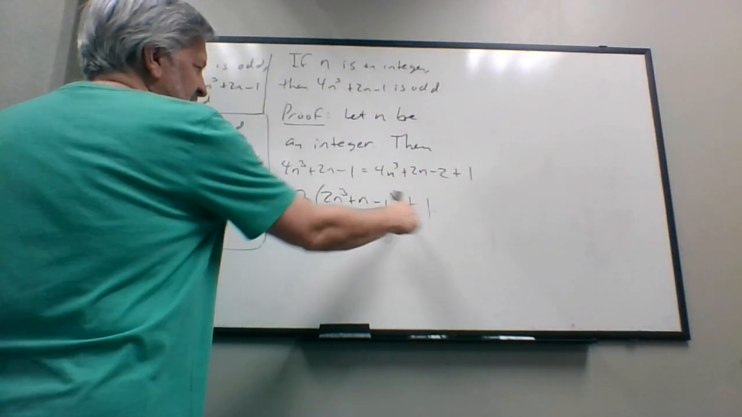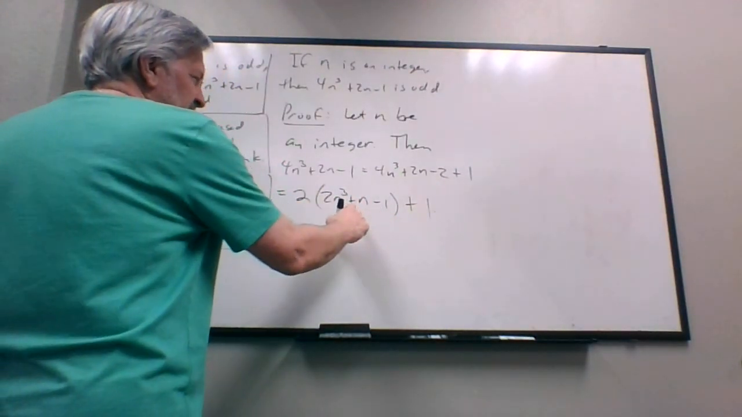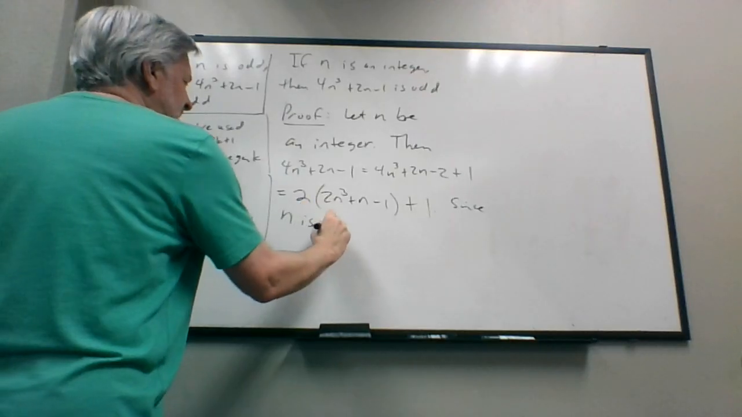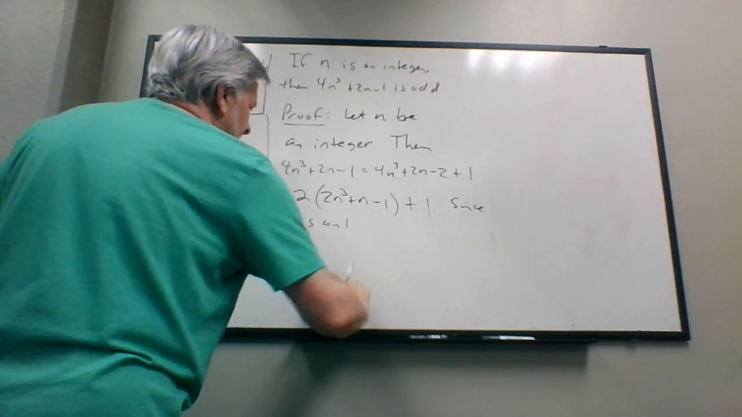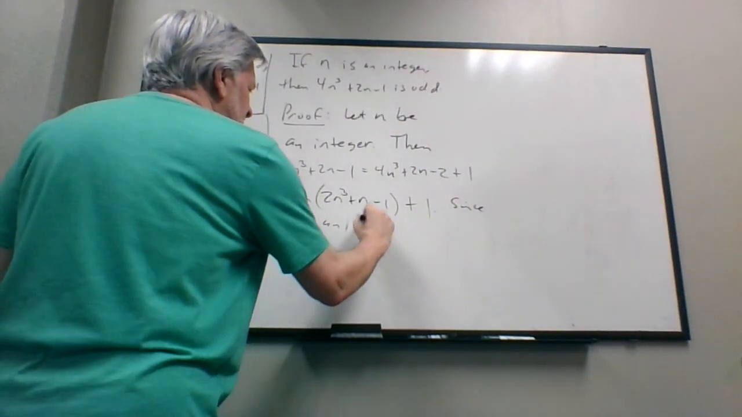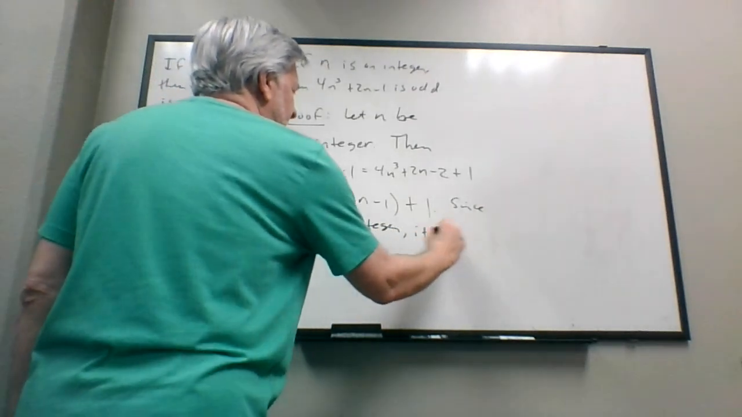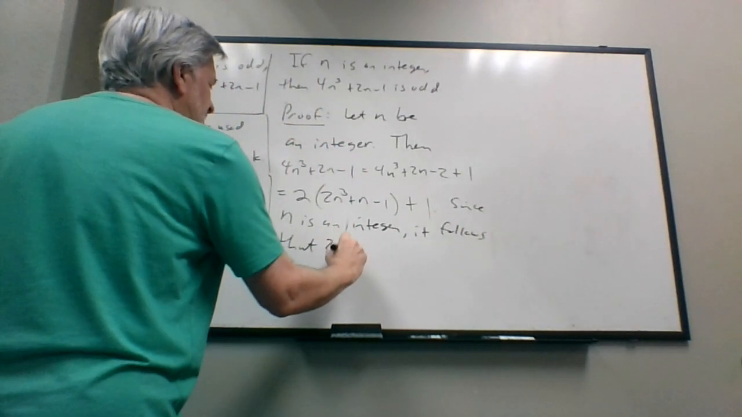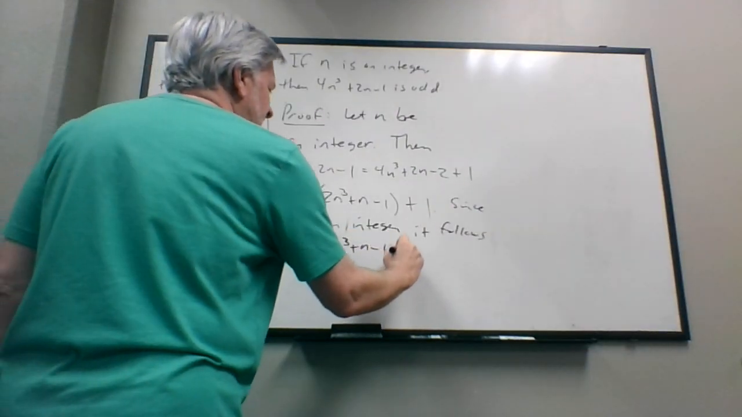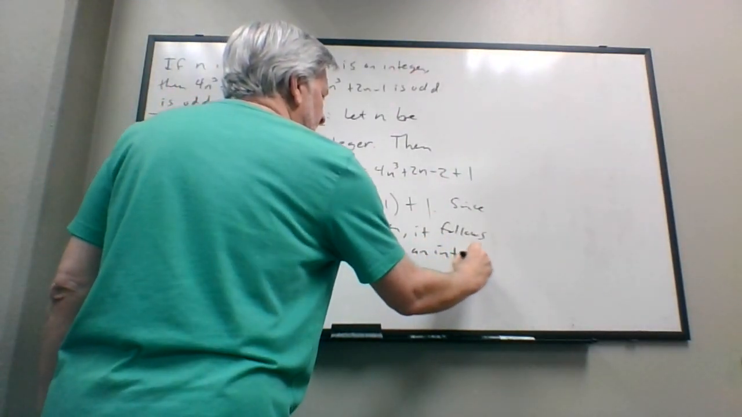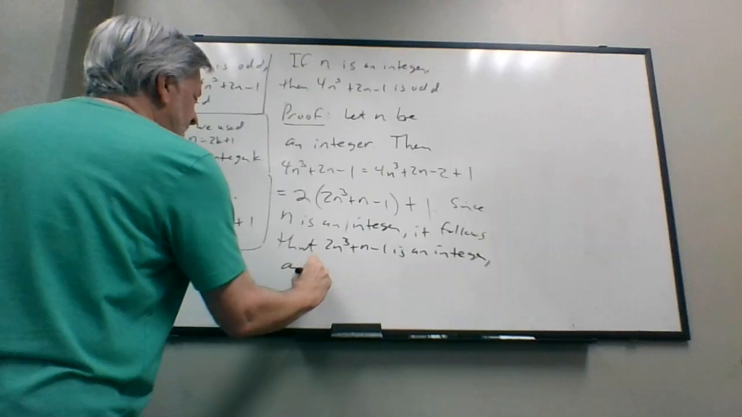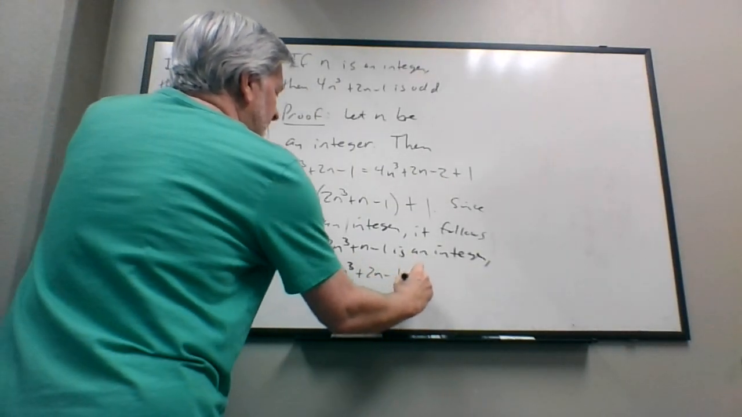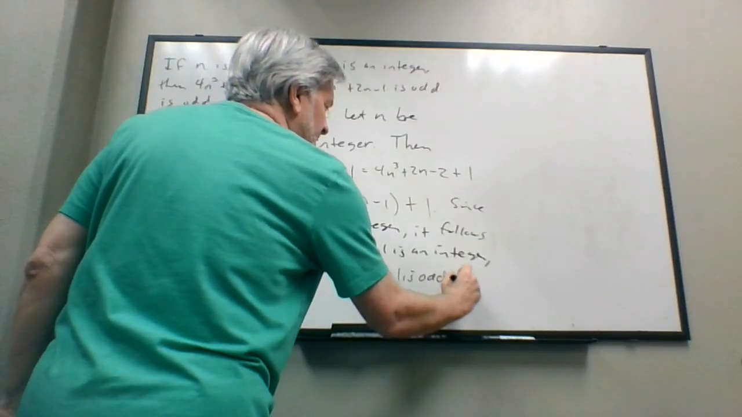So again, why is this expression in parentheses an integer? Because n is. So since n is an integer, it follows that 2n cubed plus n minus 1 is an integer. And we just got 4n cubed plus 2n minus 1 is odd. And there's the end of my proof.